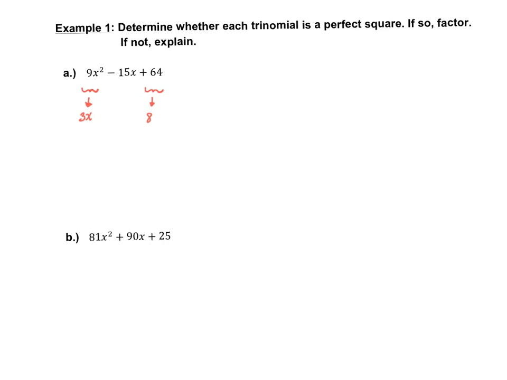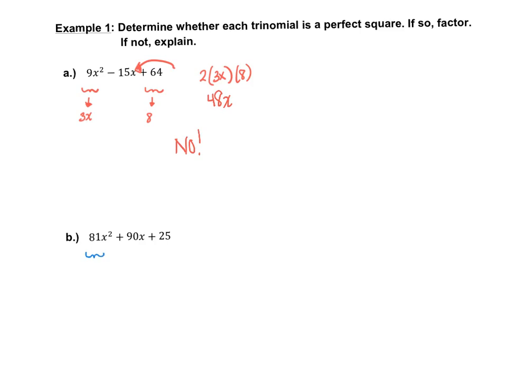And then you see if that middle term is 2 times a, which is the 3x, times the b, which is 8. And so is that middle term 48x? No, it's not, so it's not a perfect square. And so we can't factor it either.